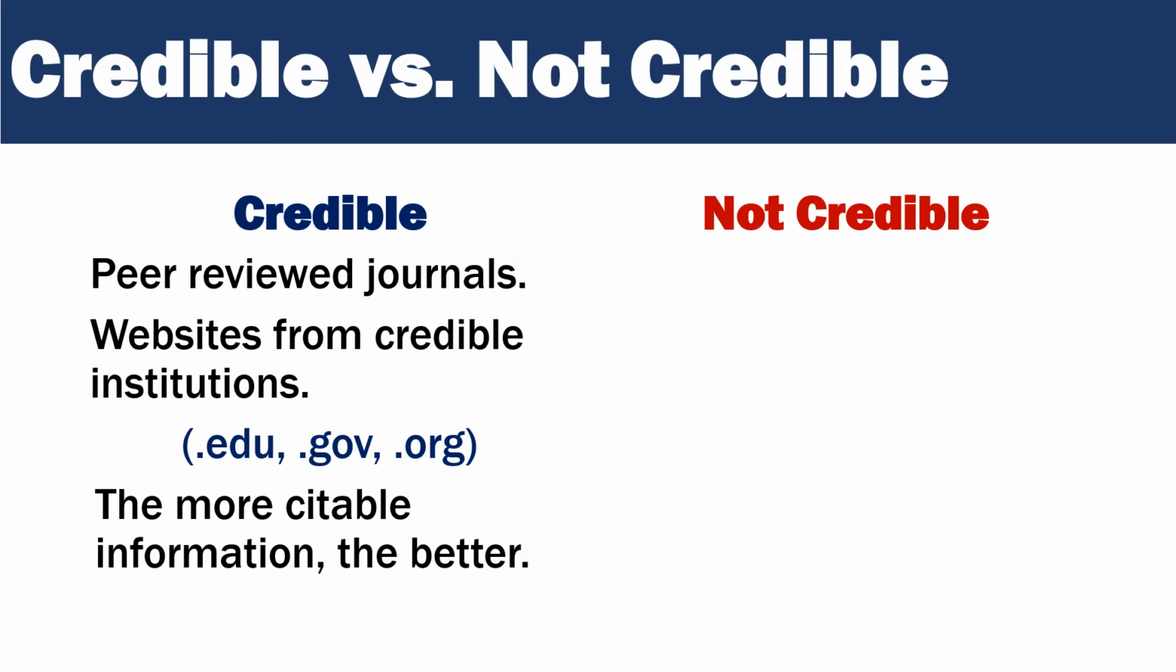Some examples of not credible sources are blogs. Blogs can be written by anybody and are not peer-reviewed in any way. It's okay to use blogs in some circumstances, but you must recognize a source for what it is.